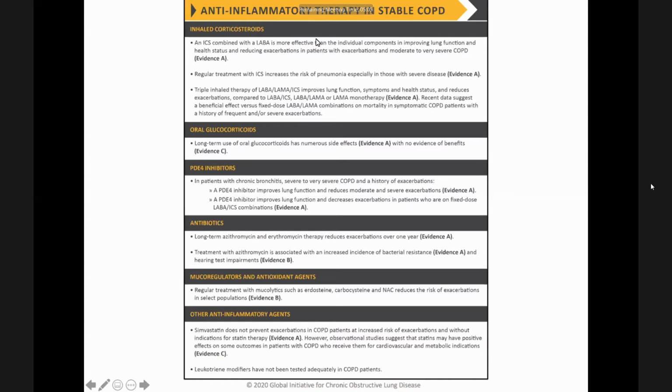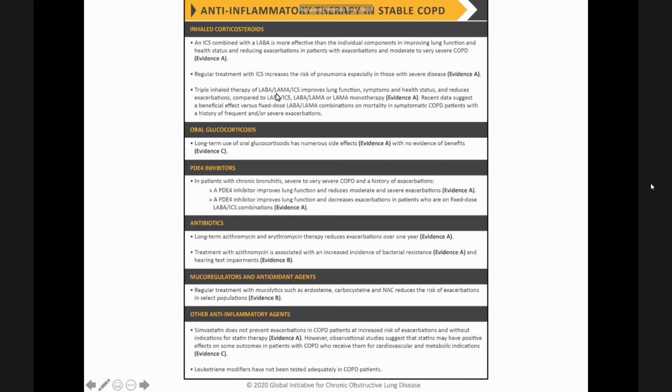So for anti-inflammatory therapy in COPD, you have to use the inhaled bronchodilator, and inhaled corticosteroids. ICS combined with LABA is more effective than the individual components in improving the lung function and health status, and reducing the exacerbations. So it is helpful for reducing the exacerbations. Okay, so regular treatment with ICS increases the risk of pneumonia. So that's another one, especially in those with severe disease.